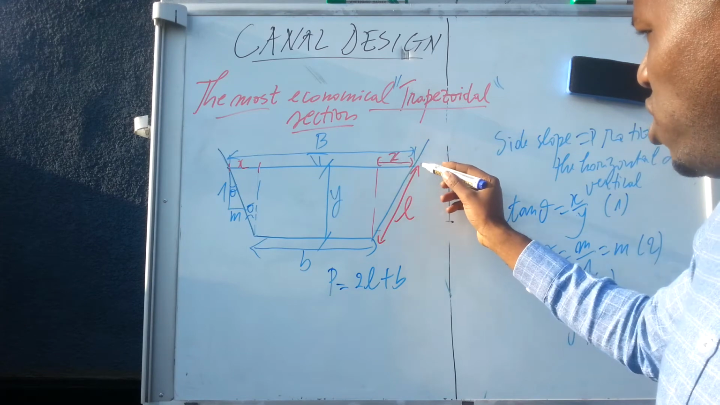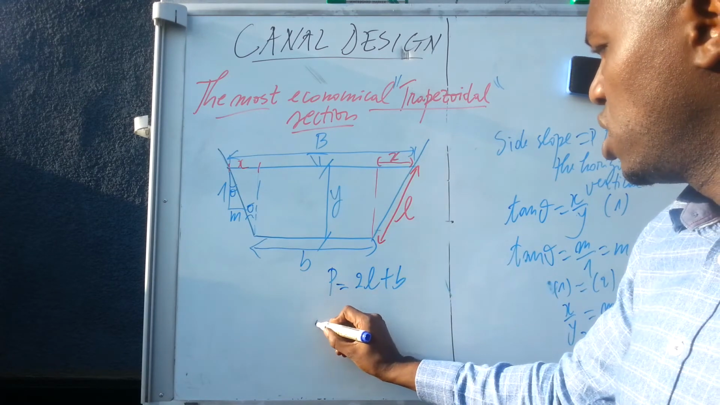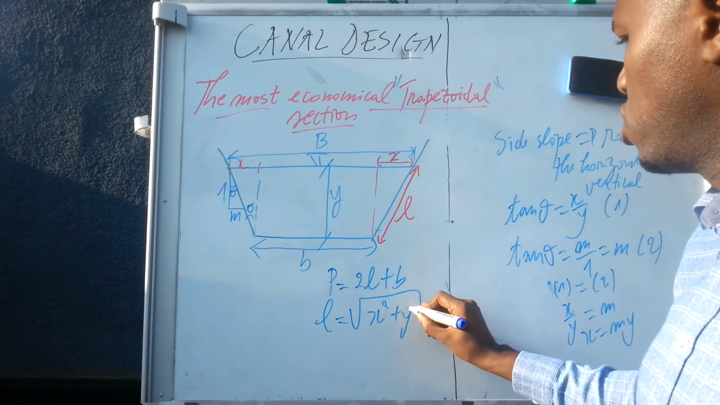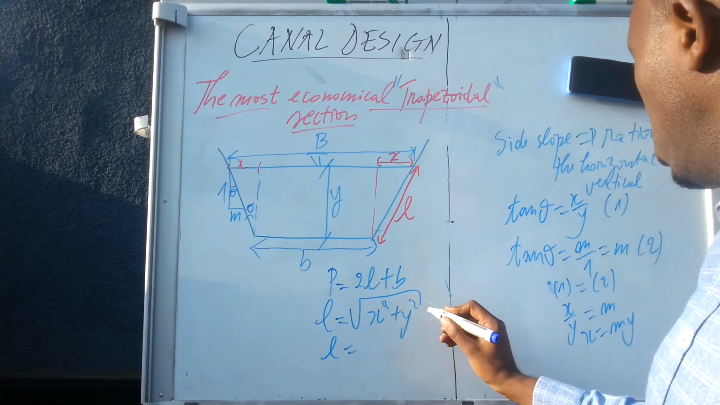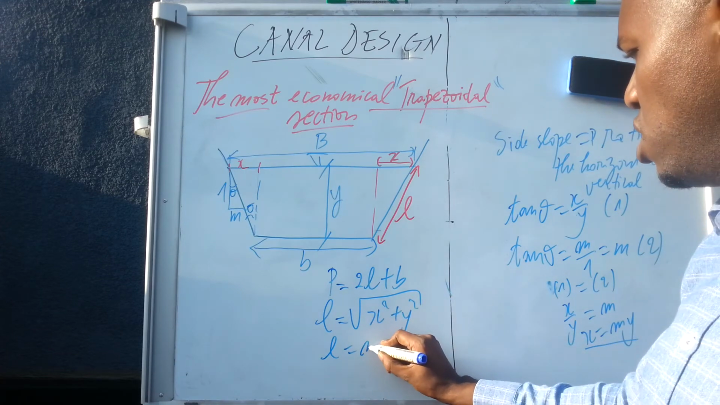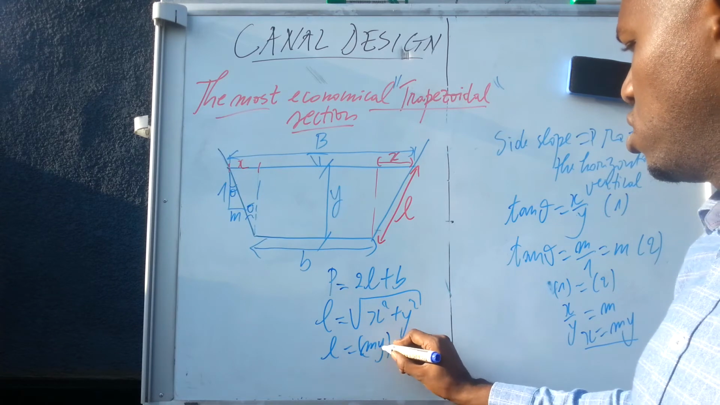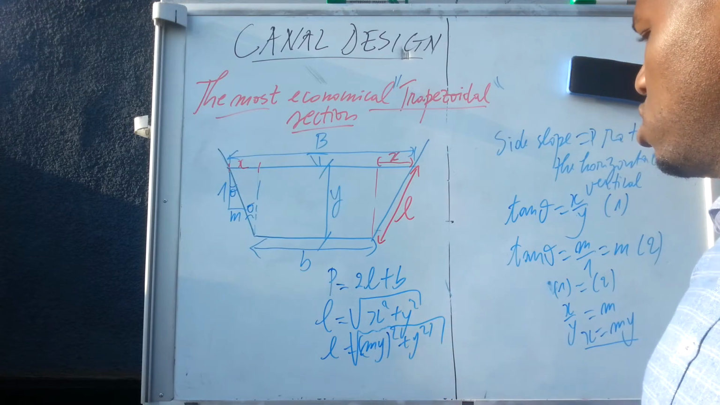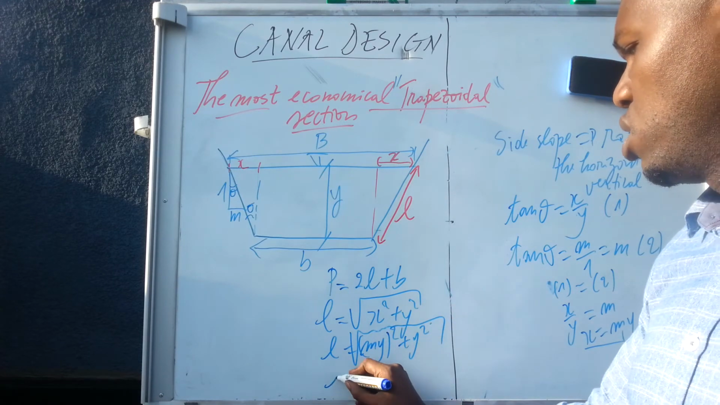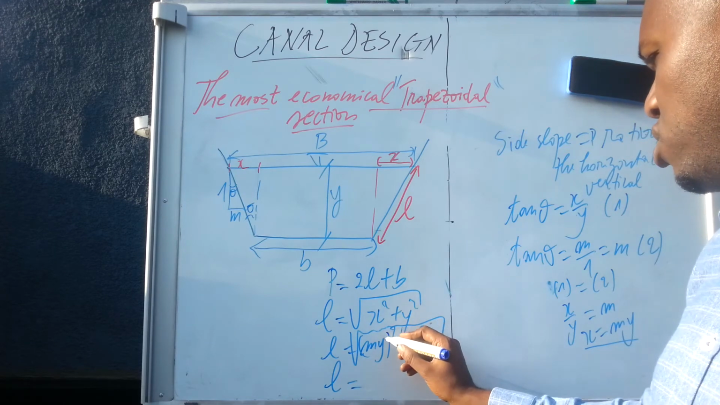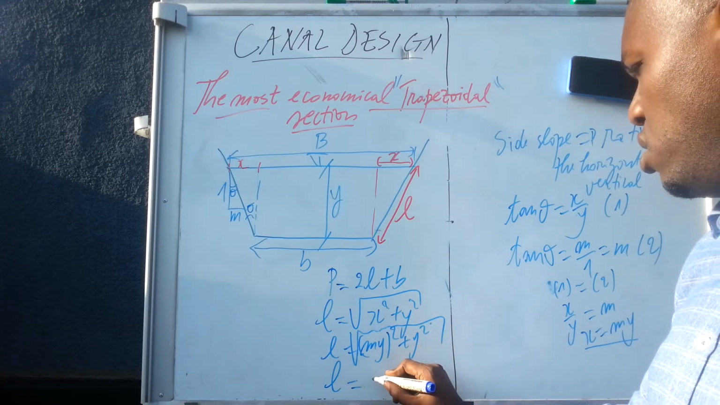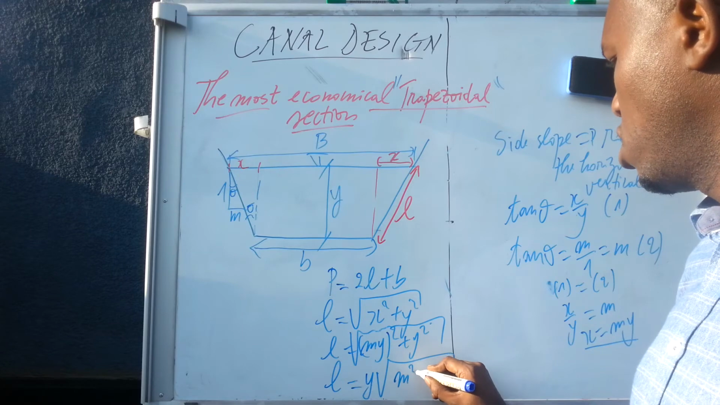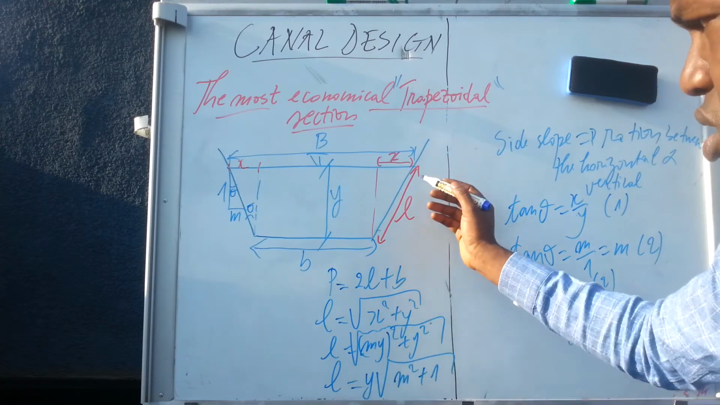So we have our X and we have our Y. We can say that L is equal to the square root of X squared plus Y squared. Replacing X, L is equal to the square root of (my) squared plus Y squared, meaning that L is equal to Y times the square root of M squared plus 1. So this is this side.